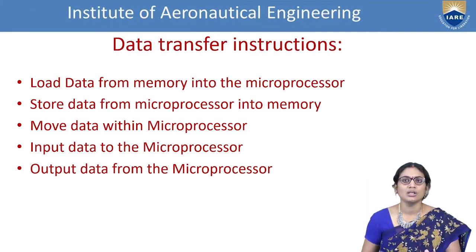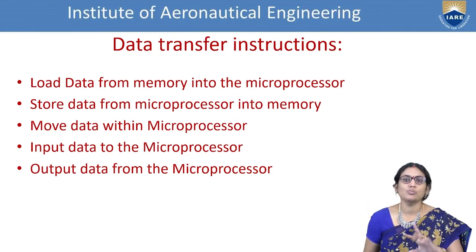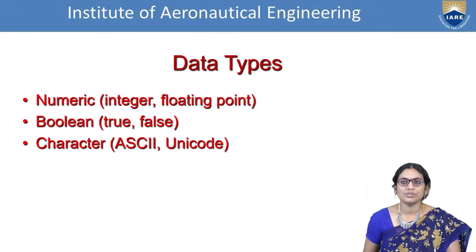So these are the different movements that happen between microprocessor and memory, within the memory, within the microprocessor, or vice versa. Data operation represents the arithmetic, logic, and shift micro instructions. Now the next one is data types. In programming notations, we need different forms of data. In general there are three: numeric, character, and boolean.